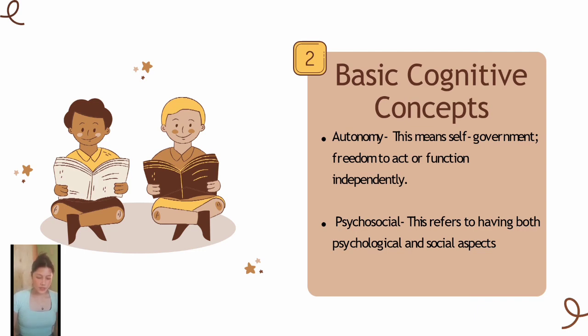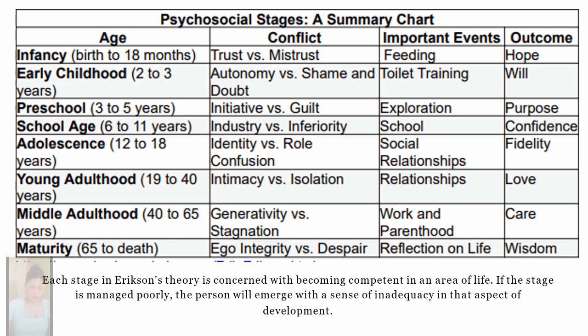We have here a summary chart of the psychosocial stages. We have the age, conflict, important events, and the outcome. In the age, we have infancy, birth to 18 months, early childhood 2 to 3 years old, preschool 3 to 5, school age 6 to 11, adolescence 12 to 18, young adulthood 19 to 40, middle adulthood 40 to 60. The conflicts are trust versus mistrust, autonomy versus shame and doubt, initiative versus guilt, industry versus inferiority, identity versus role confusion, and ego integrity versus despair, and these will be discussed by the following reporters.